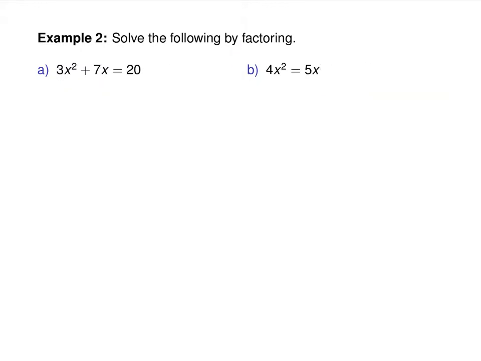All right, one of the harder ones. So 3x squared plus 7x equals 20. What's the first thing you should do? Subtract 20.